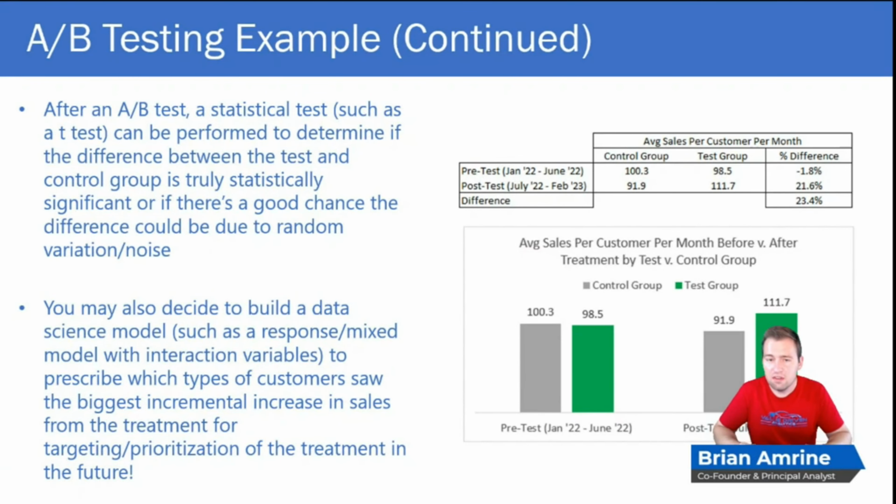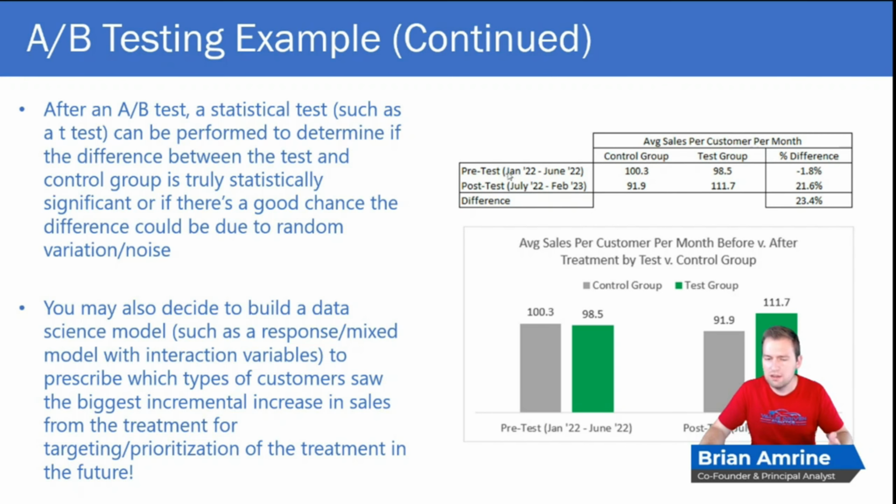Now, at the end of the A/B test, we'll want to assess the difference between the test and control groups before the test, pre-test, and post-test. We might create a visual like this that highlights the overall differences during those two time periods. In this case, the treatment was introduced to the test group in July 2022.